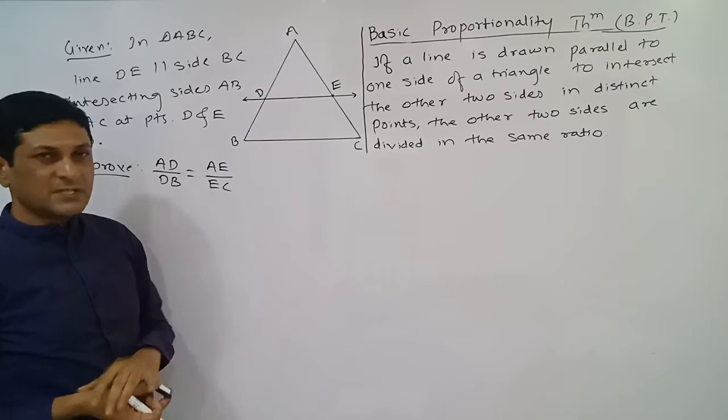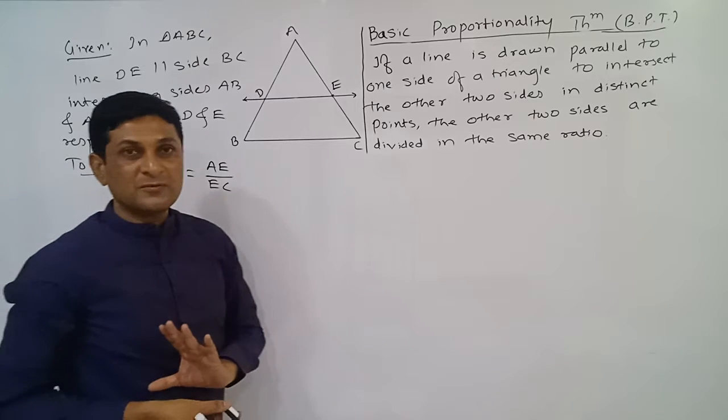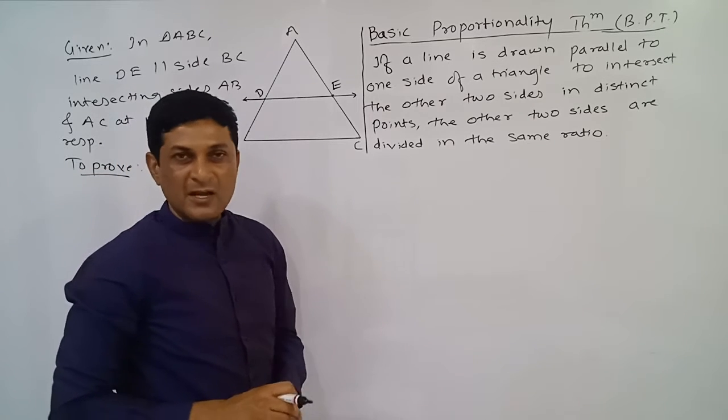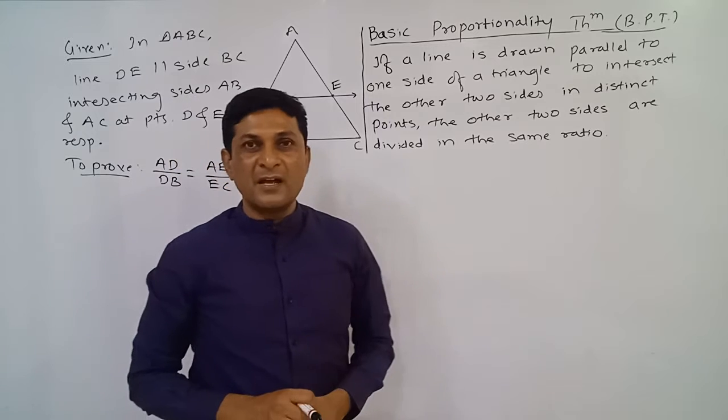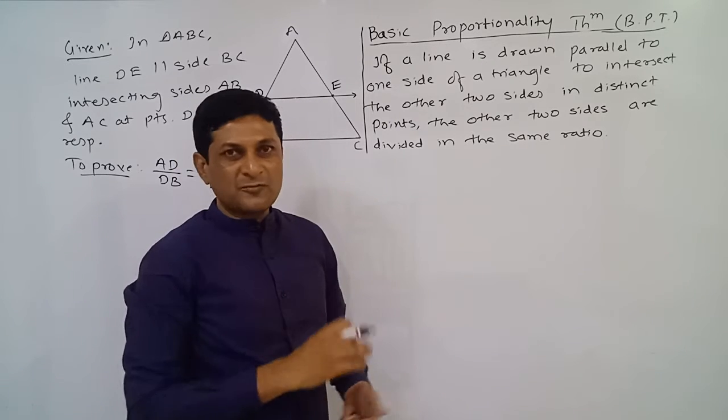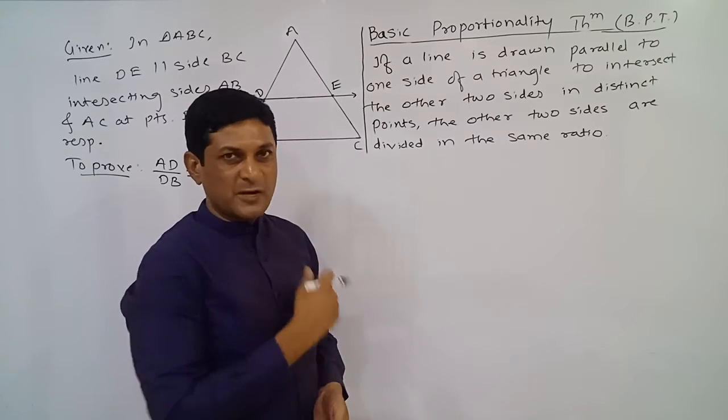Now to prove this result, we are using the formula to find the area of a triangle. What is the formula to find the area of a triangle? Half base into height. Using that formula, we will try to prove it.